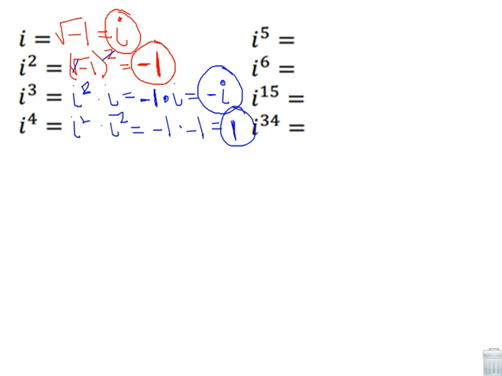All right, so we have this little pattern happening here. I, -1, -I, +1. Okay, we have this kind of alternating pattern, some are negative.